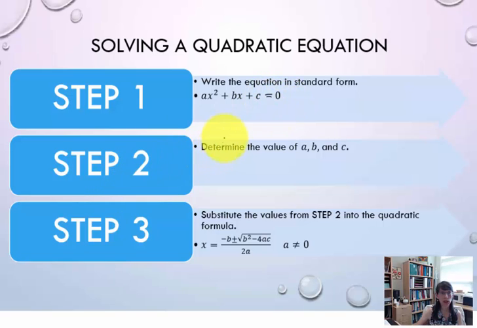In step 2, we'll determine the values of a, b, and c, so that in step 3 we can substitute those values of a, b, and c into the quadratic formula that's given here. Now remember, the value of a cannot equal 0 because we see that a appears in the denominator, and if a is 0, then 2 times 0 would be 0, and our denominator would be 0, which would make this undefined. So we have to be sure that the value for a is not 0.